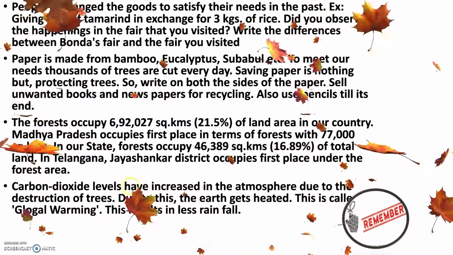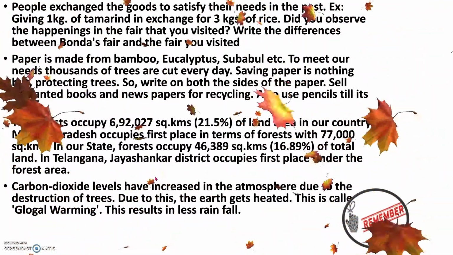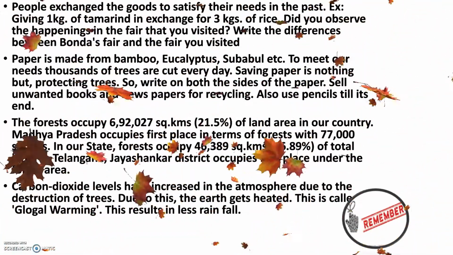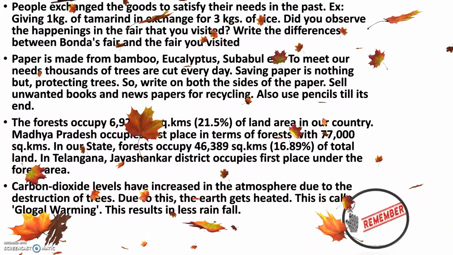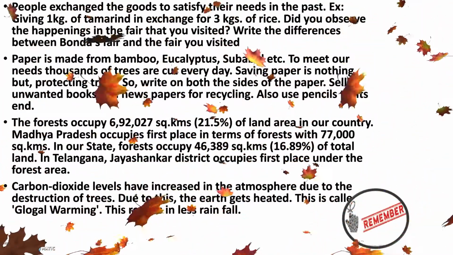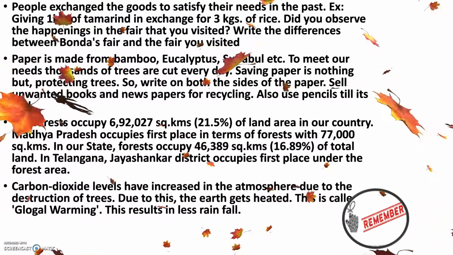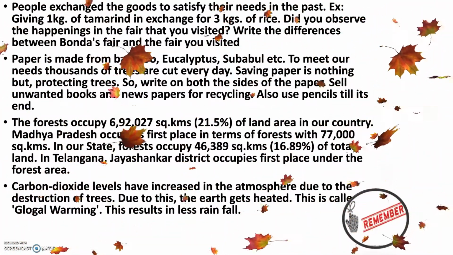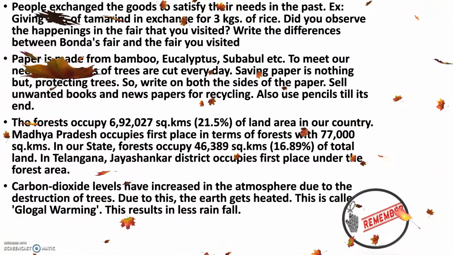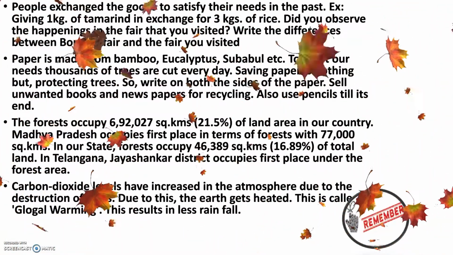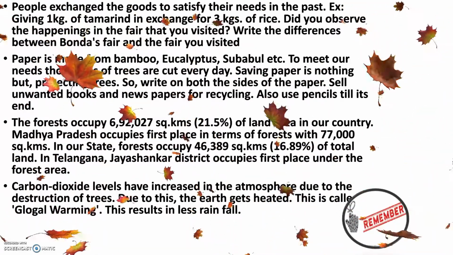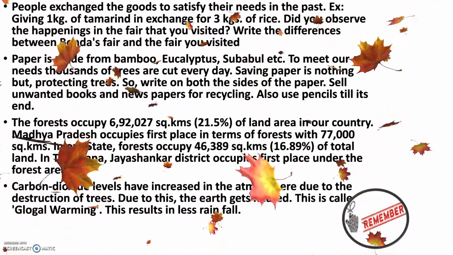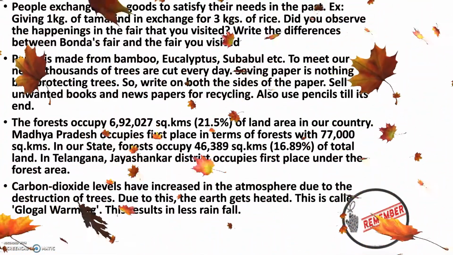Now we are able to see here that people exchanged goods to satisfy their needs in the past. For example, giving 1 kg of tamarind in exchange for 3 kgs of rice. Here we could understand that 3 kgs of rice is equivalent to 1 kg of tamarind. Did you observe the happenings in the field that you visited? If you visited, you might have understood that.